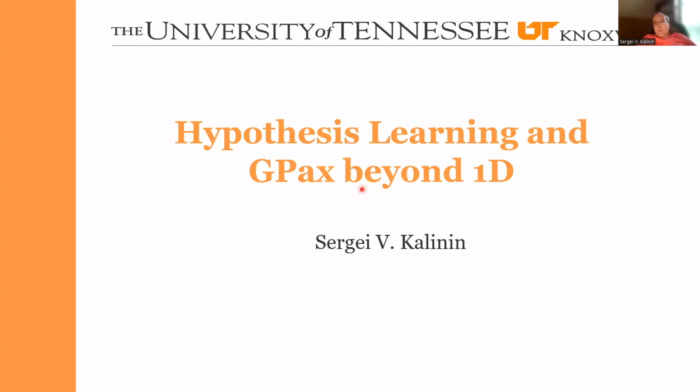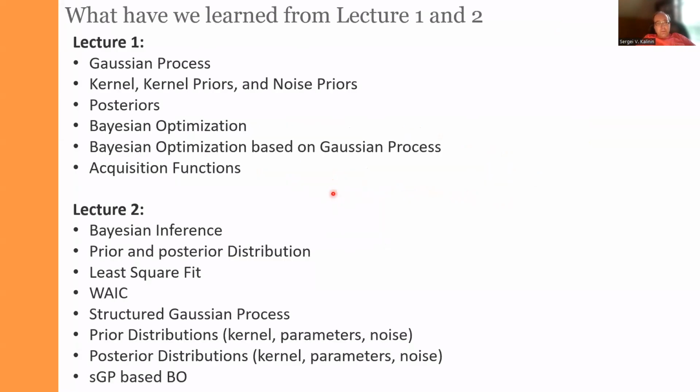Okay, excellent. So today we are going to talk about hypothesis learning and extension of the Gaussian methods beyond the toy one-dimensional systems that we used in the first two lectures. So first of all, let's do a little bit of a recap, because generally it is a good idea to keep track of what are the absolutely essential components of the active experiment and what are kind of additional.